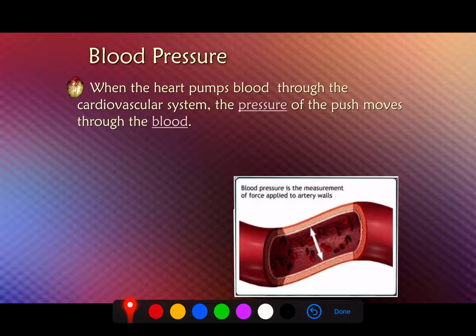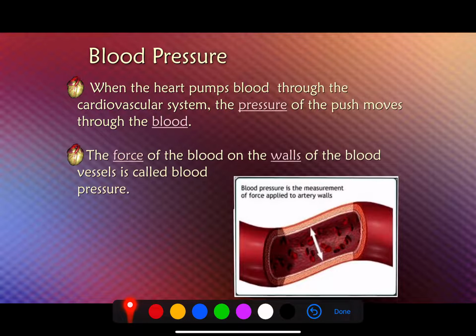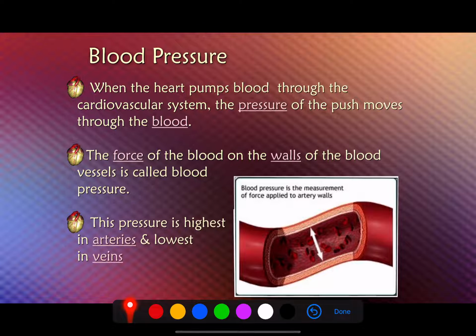So when the heart pumps blood through the cardiovascular system, the pressure of the push moves through the blood. So here, you can see as the blood is moving through this vessel, it's pushing on the walls of that vessel here. And the force that's being exerted on the walls of that is called blood pressure. The pressure is highest in arteries and lowest in veins. Why do you think that is? Pause this for a minute, and I want you to think about why would pressure be higher in arteries than in veins?